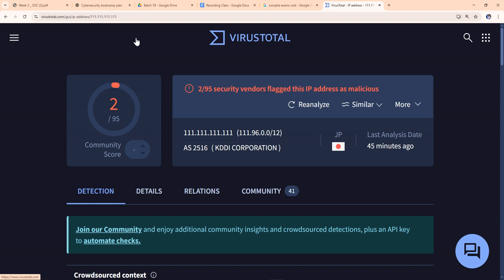This is saying security vendors flag this IP address as malicious, 2 over 95. And what's the country? Japan, 45 minutes ago. Good. Japan, JP. That's Japan.